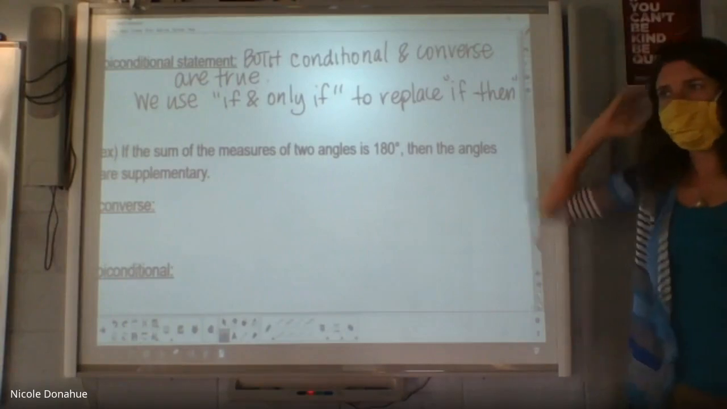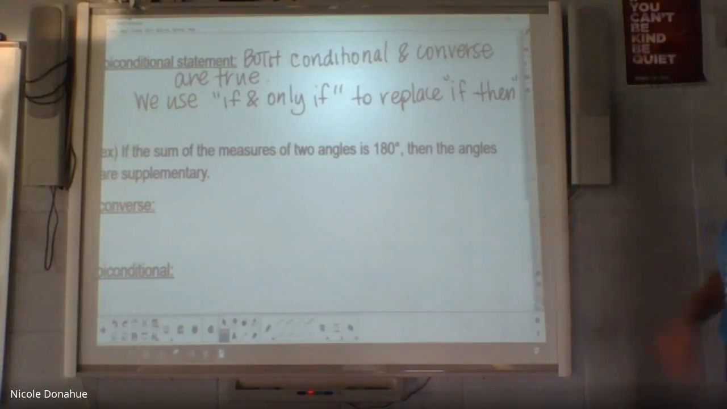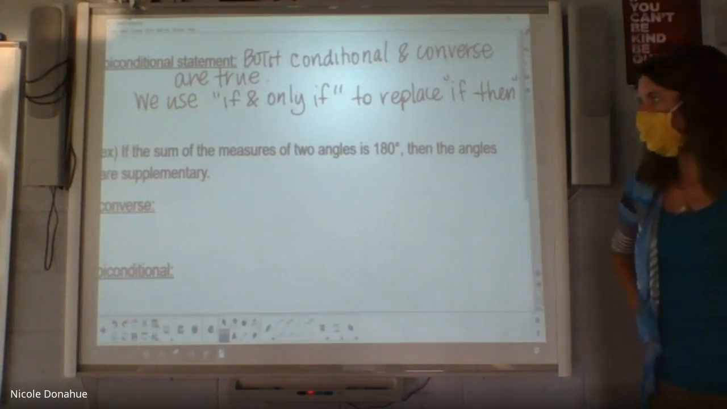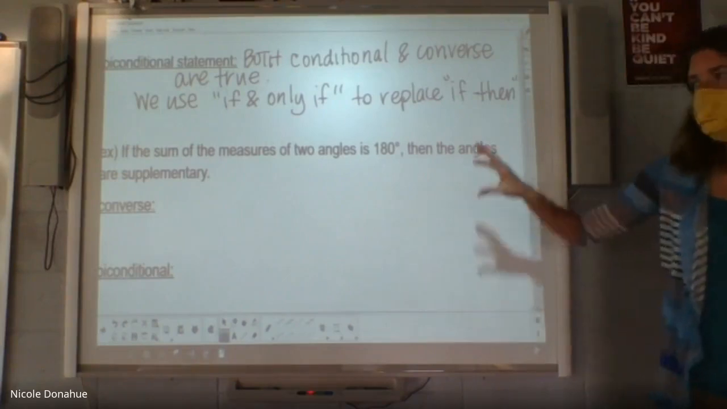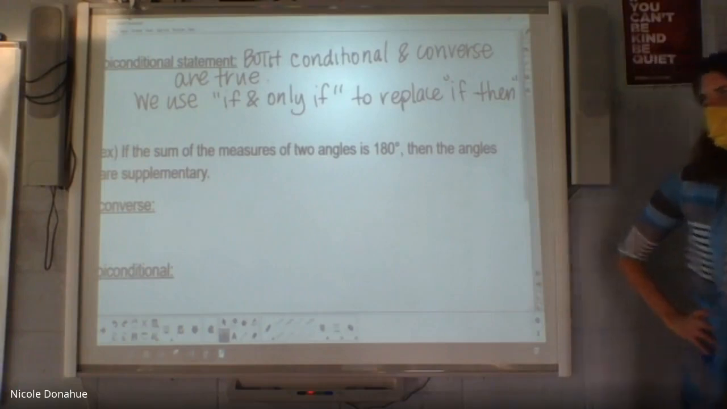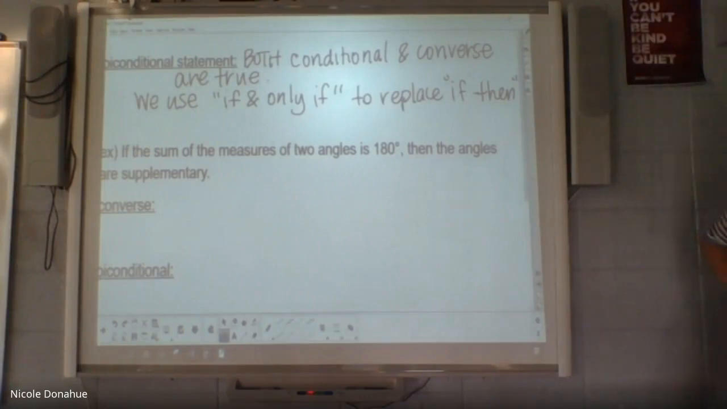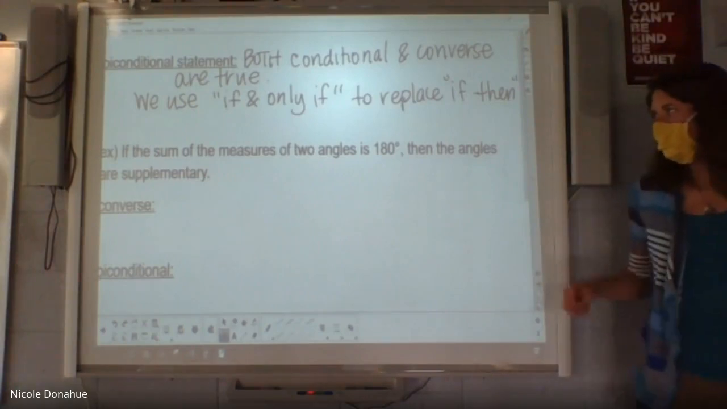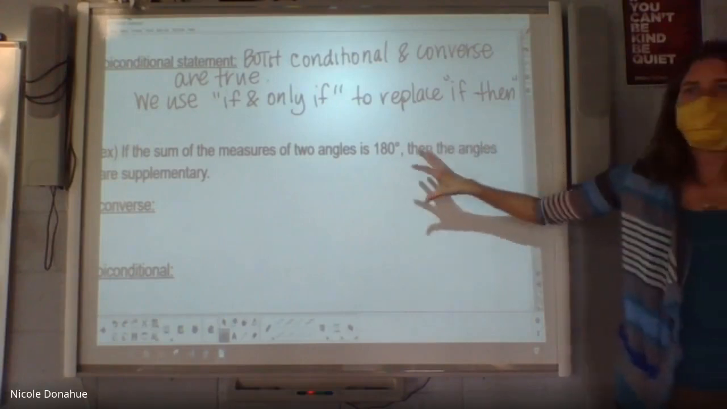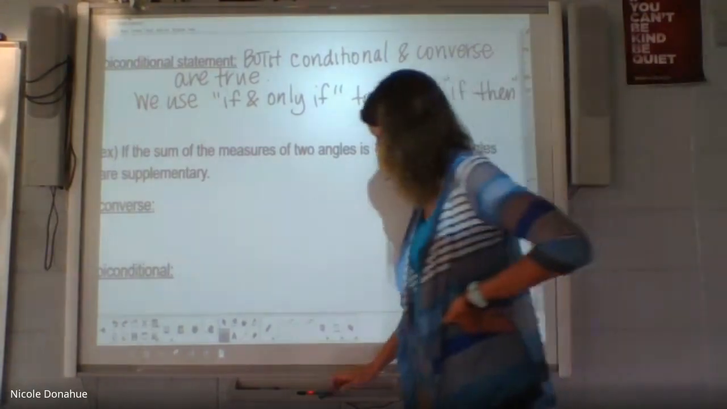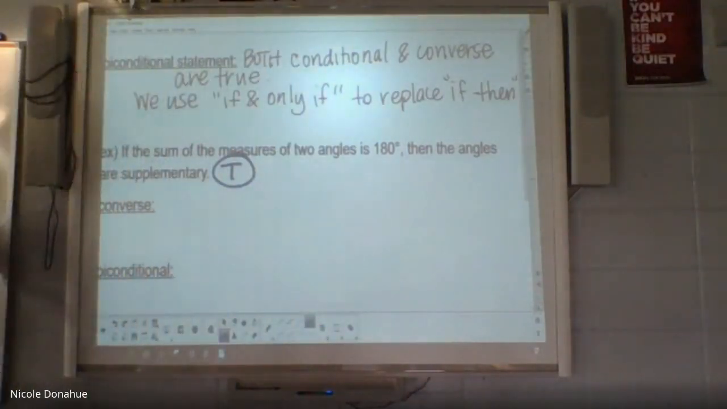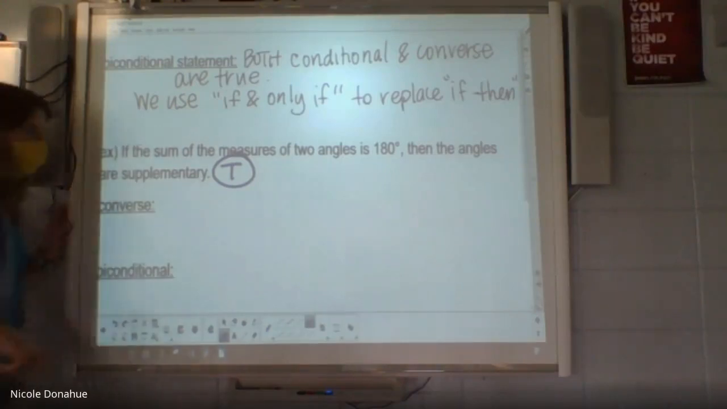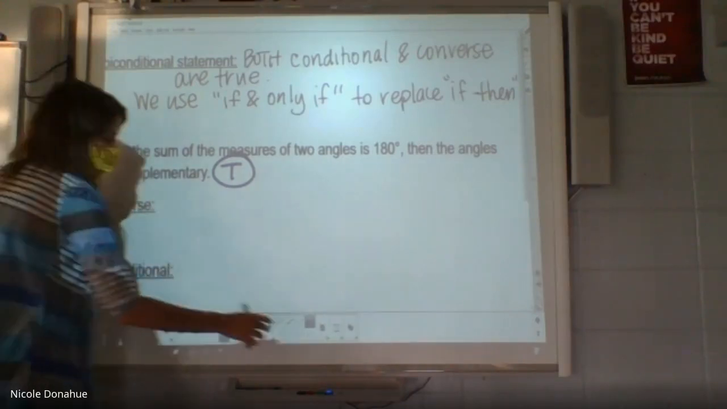And so this is a pretty hefty statement here. It says, if the sum of the measures of two angles is 180 degrees, then the angles are supplementary. This is a true statement. This is our conditional statement. So that's true. We're going to now write the converse of that statement. So that means we flip the if-then parts.